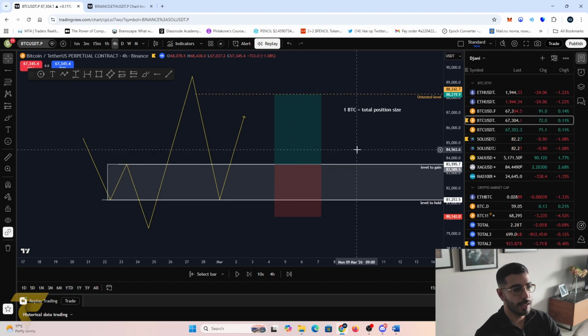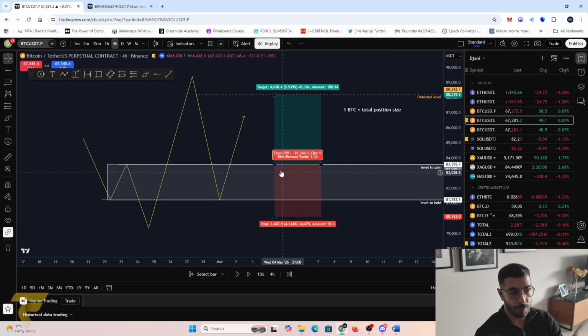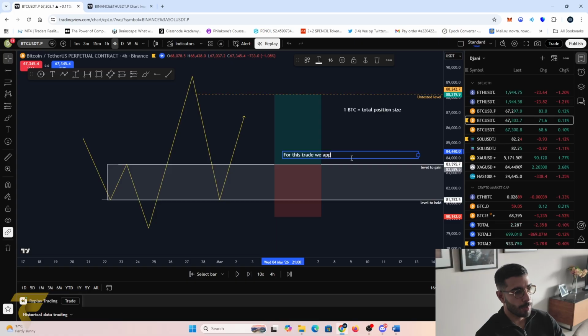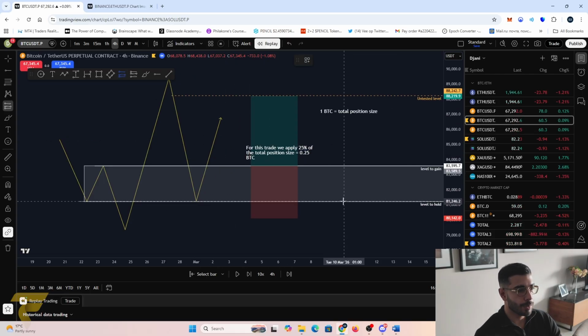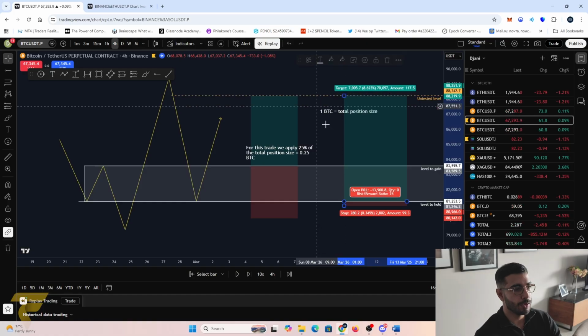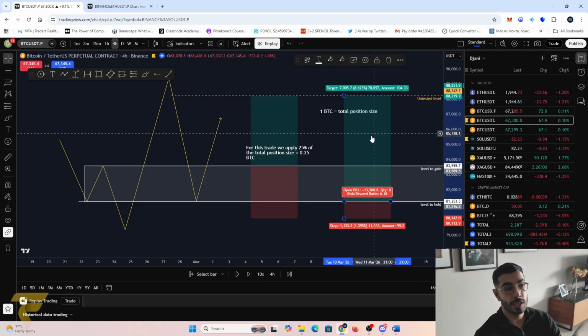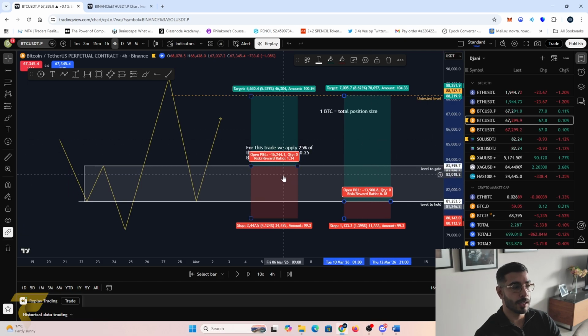Okay, you should actually be more focused on having the ideal, the most optimal entries. However, you can definitely play it like this. So what you can do is you can make a rule. 25% for this trade, we apply 25% of the total position size, which should in this case be 0.25 Bitcoin. However, when price comes to this point, we apply the same target, we apply the same invalidation, okay? And obviously, as you can see, this one is much better than this one.